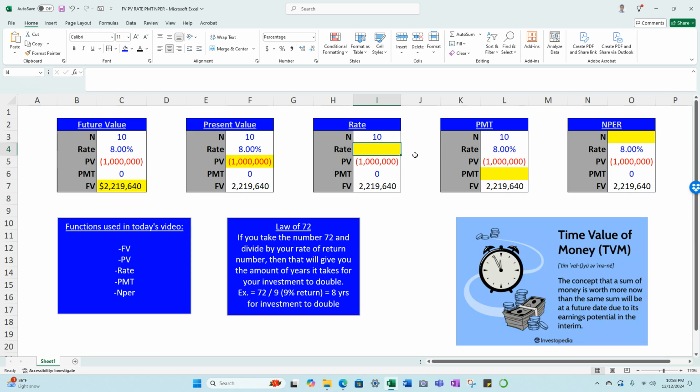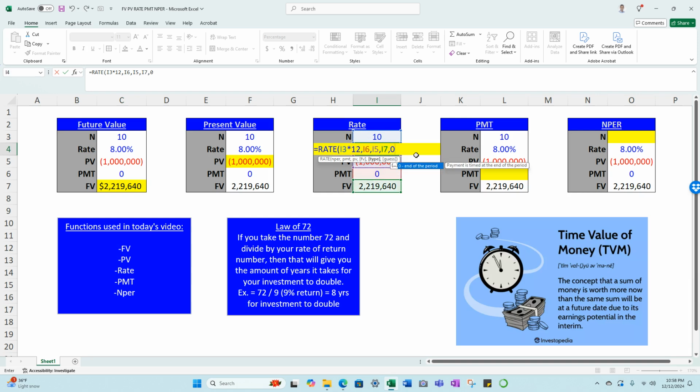We'll now move on to the third scenario, which is rate. So we'll type in RATE. Go to number of periods times 12. Down to the payment, which is 0. Present value of 1 million. Future value of 2.2. Into the period. We're going to actually multiply this by 12, which brings us to 8%.